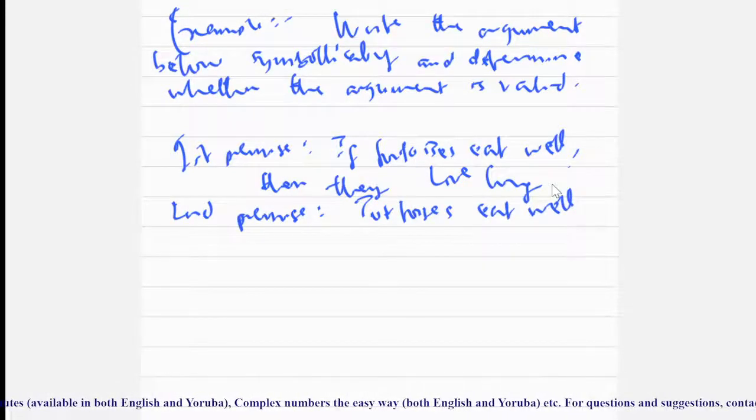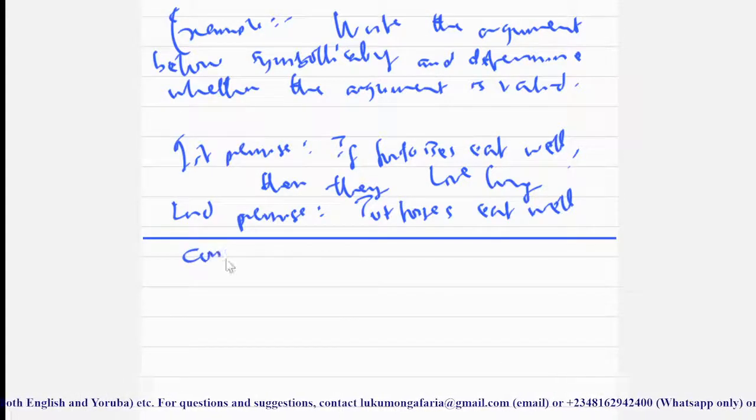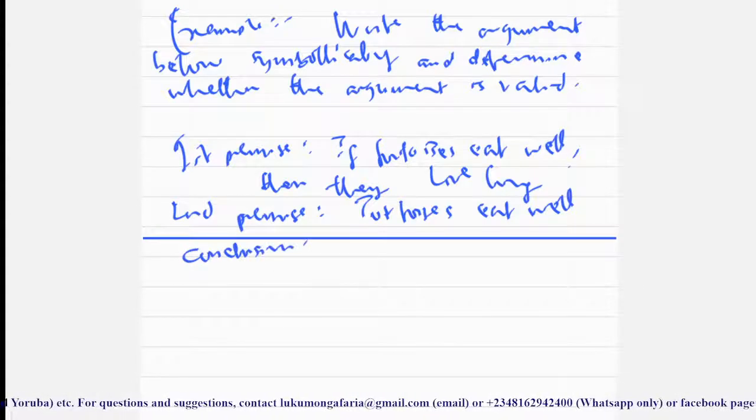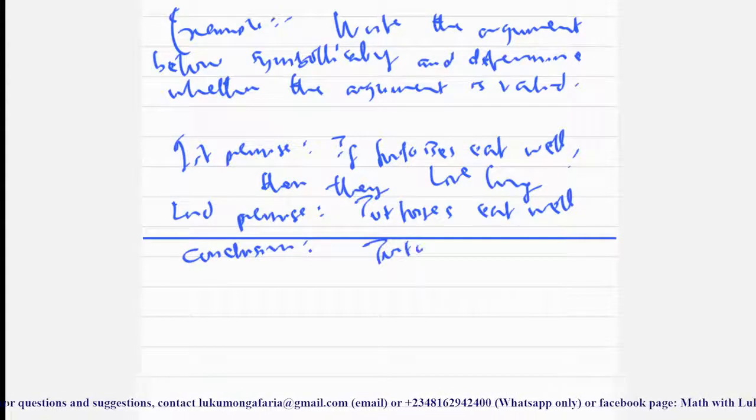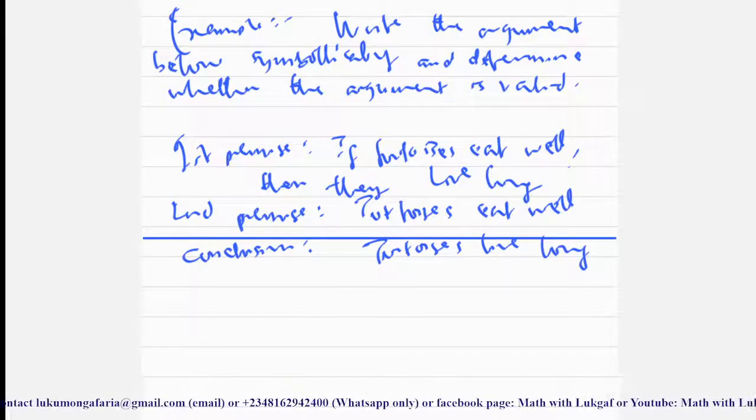You know, we have the second premise now. Then I told you if you now have a line, then what follows after the line is known as your, what? It's called the conclusion. And what is your conclusion here? Tortoises live long. Okay, let us check it together and let us do it.